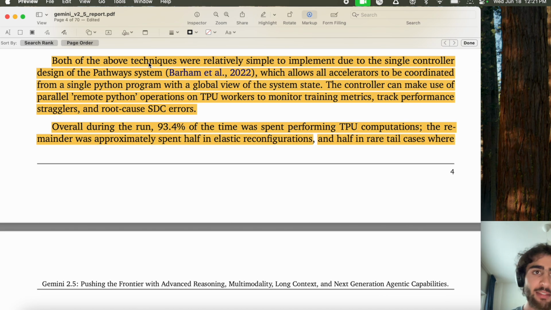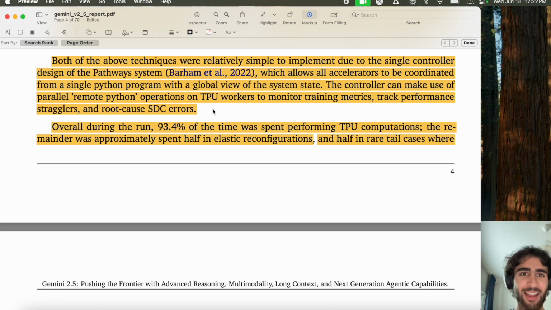Something which I also learned is that they claim these implementations were easy because they have a single controller design in the Pathways system, which allows all accelerators to be coordinated from a single Python program with a global view of the system state. The controller can make use of parallel remote Python operations on TPU workers to monitor training metrics, track performance, stragglers, and root cause SDC errors. So in my mind, I picture some massive file management system with a lot of different scripts running for this massive GPU run at Google, but in essence, it's actually just one Python file.